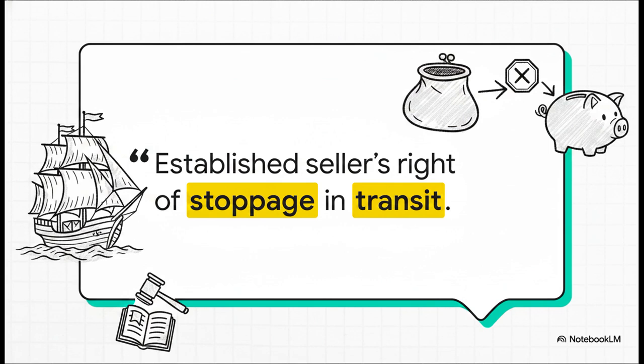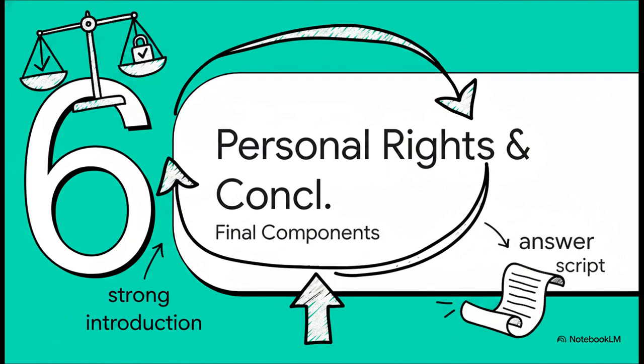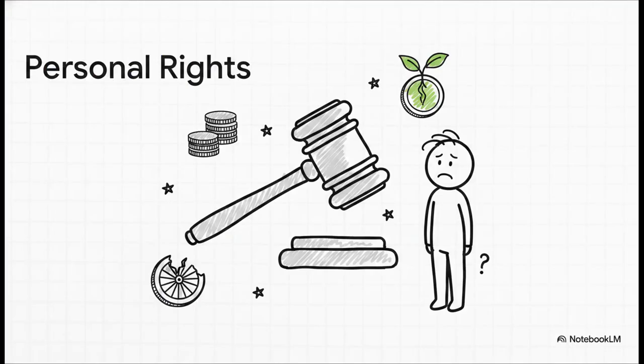This case is the genesis of the statutory right. Write this down clearly to secure those final crucial marks. Section 6. Personal rights and conclusion. Rights against buyer personally. 1. Suit for price, Section 55. 2. Suit for damages, Section 56. 3. Suit for interest, Section 61.